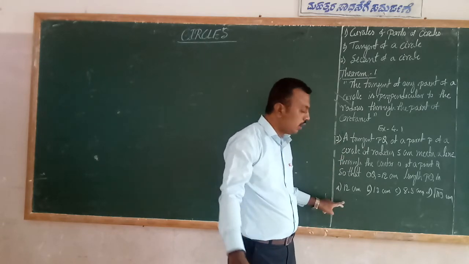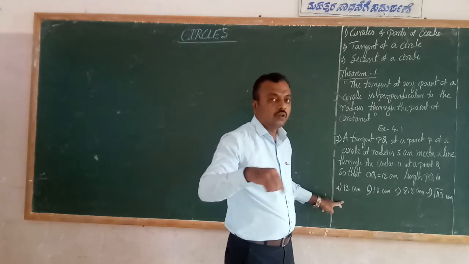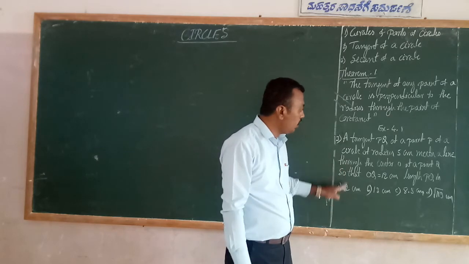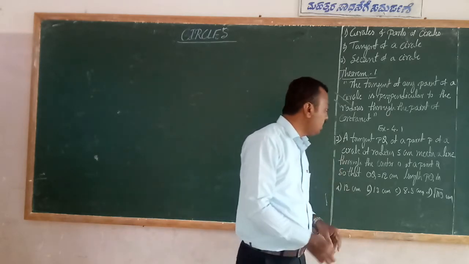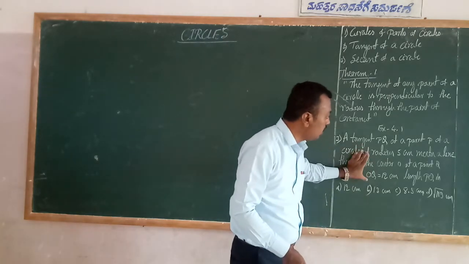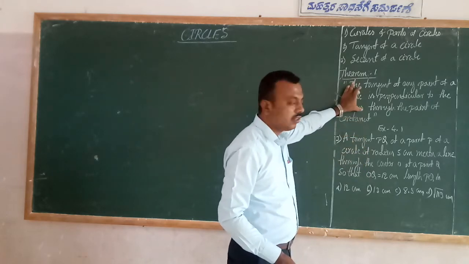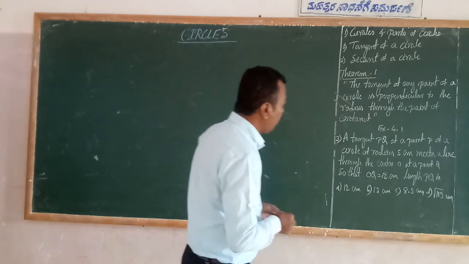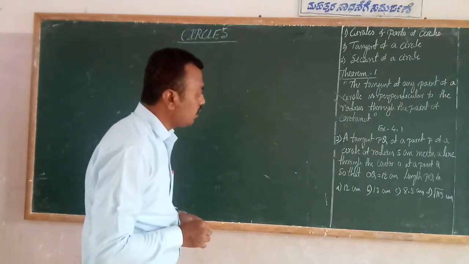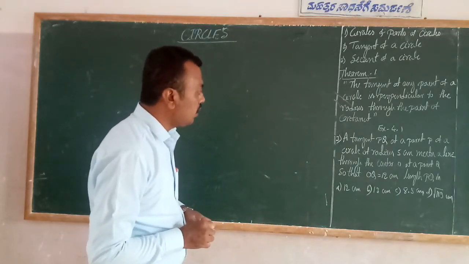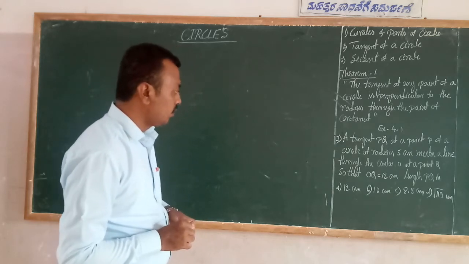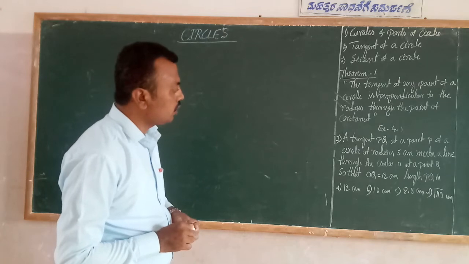And the fourth question is only one question: draw a circle and draw the tangent and secant. Very simple. But I am showing only the third question. See, a tangent PQ. This question depends upon theorem number 1. A tangent PQ at a point P of a circle of radius 5 cm meets the line through the center O at a point Q, so that OQ is equal to 12 cm.